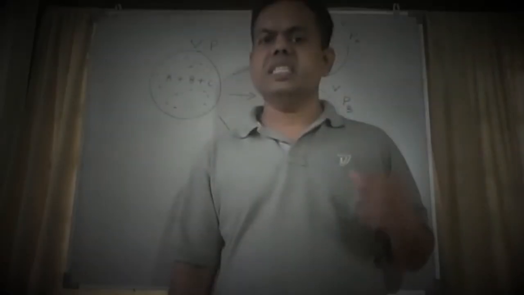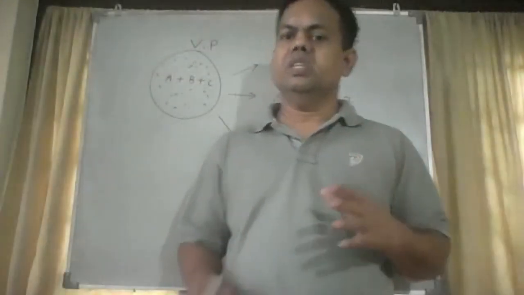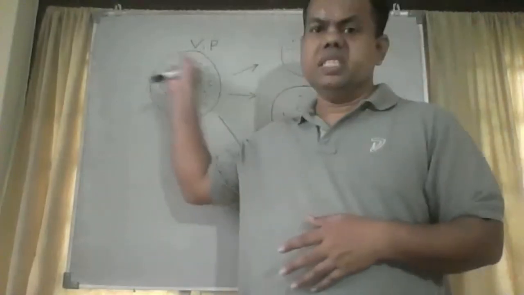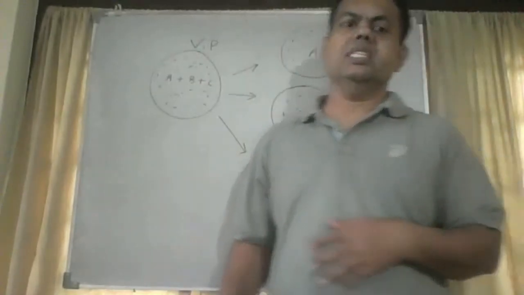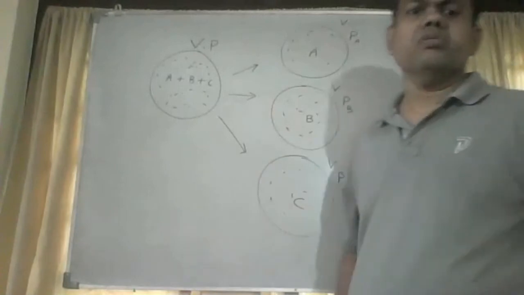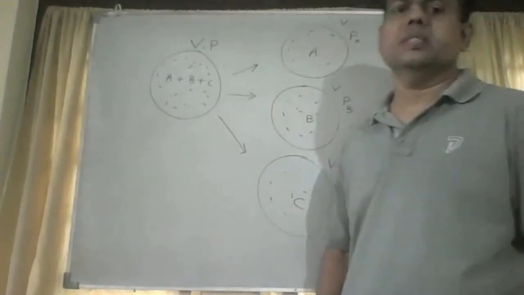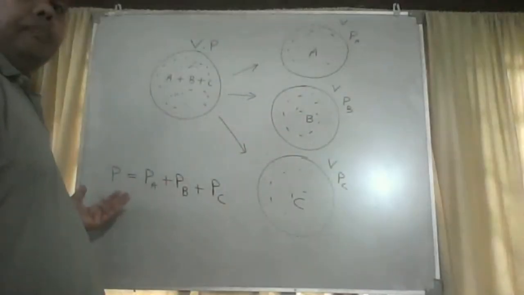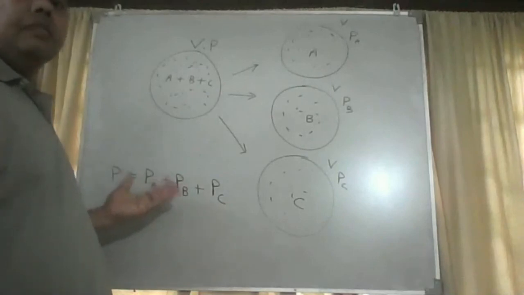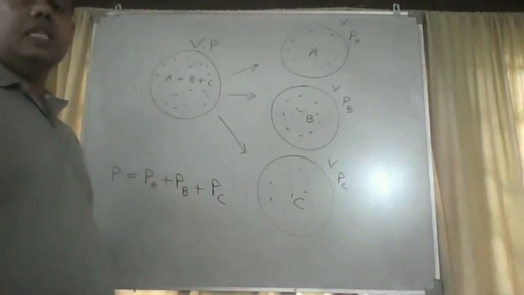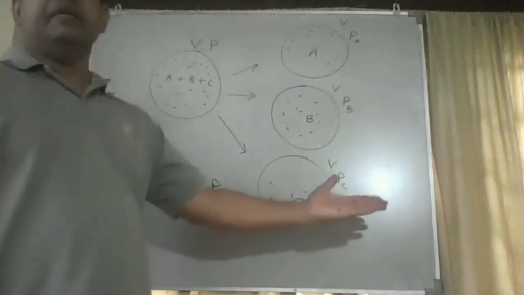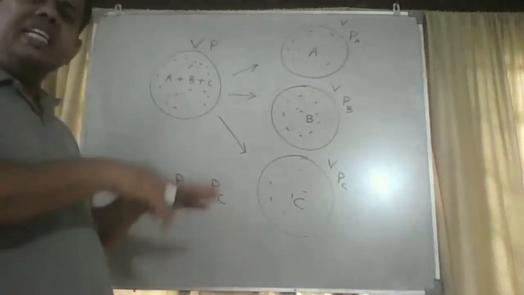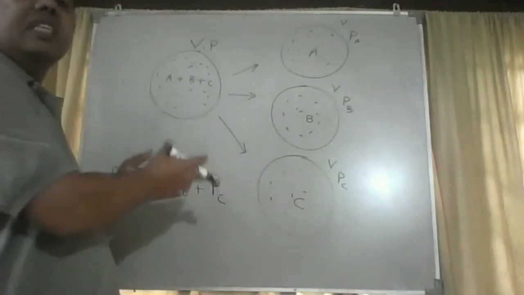Dalton's law of partial pressure states that the total pressure of the mixture of gases is the sum of the partial pressures of its components. That is, P equals PA plus PB plus PC. This can be extended to any number of gases within the mixture.